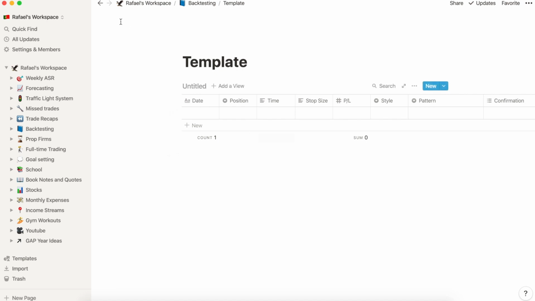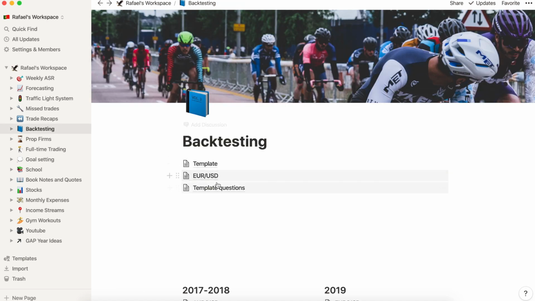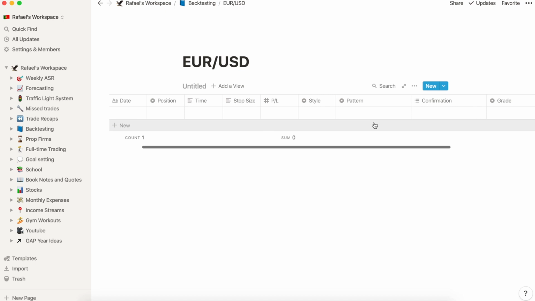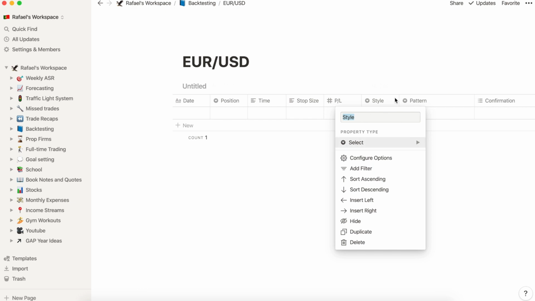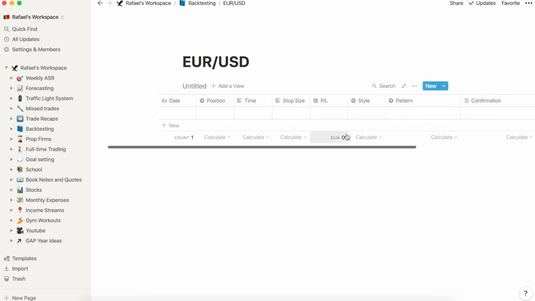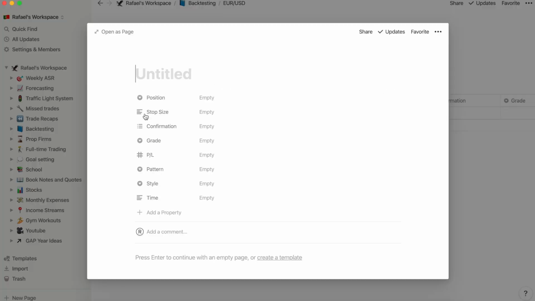On this normal template, I'm going to show you the euro dollar one. So on this template, we have the date, the position, the time of the entry, the stop size, the profit or loss, the style, the pattern, the confluence factors, and the grade. So if it was a high probability setup or a valid setup. Whatever strategy you are using, you will have different things to put on here, but this is what I need for my strategy. So let's open this.